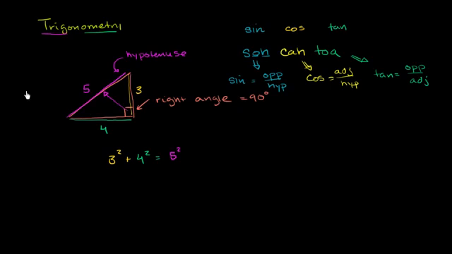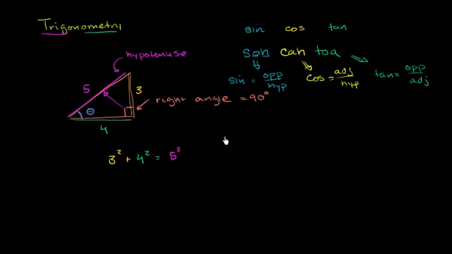Well, let's take an angle here. Let's say that this angle right over here, between the side of length 4 and the side of length 5, is theta. So let's figure out what the sine of theta, the cosine of theta, and the tangent of theta are.